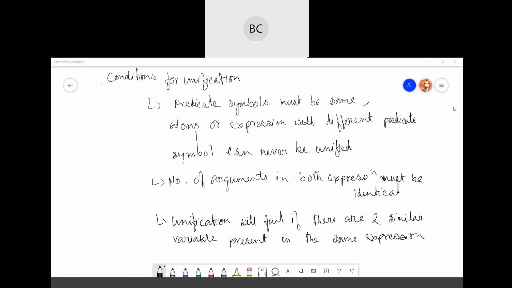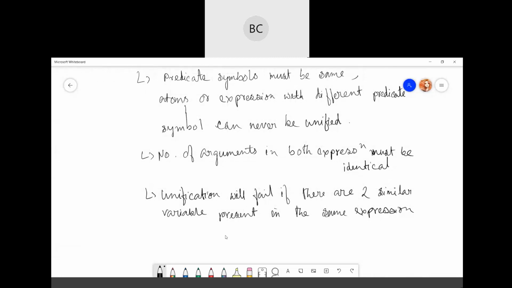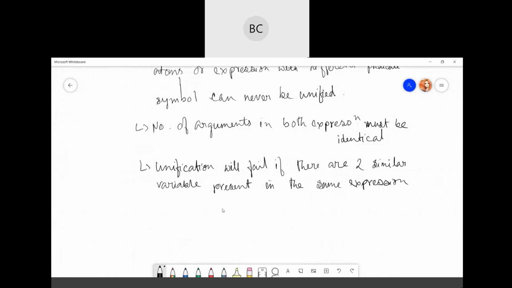Just see the conditions for a while. Okay. You will get the algorithm in your notes. I'll just give you some normal examples, then you can just match with it. Okay.